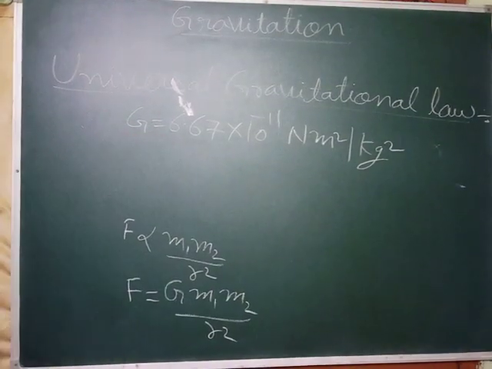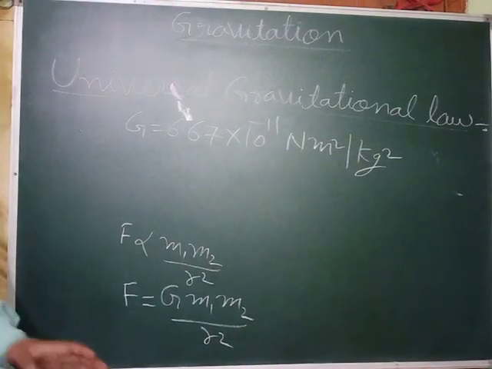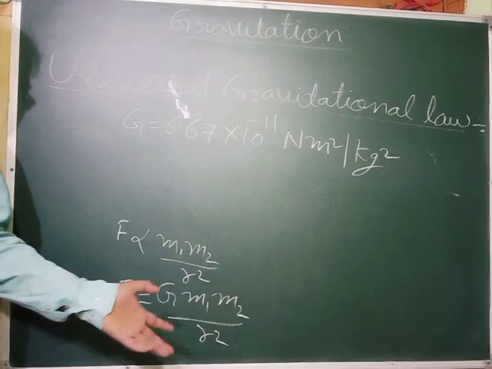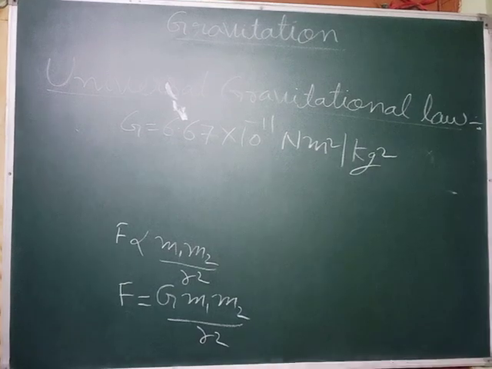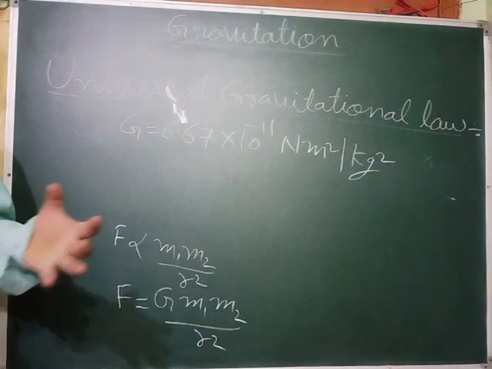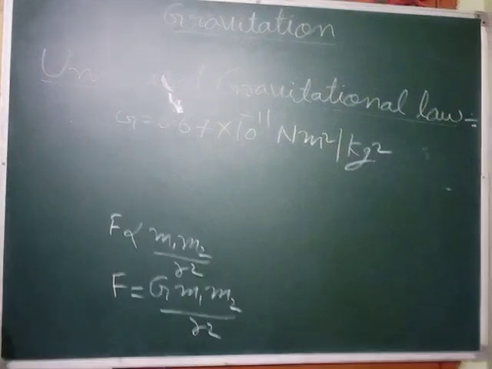And why is it called universal gravitational constant? Because its value is constant throughout the universe. That's why it is called universal gravitational constant. Got it? So its name itself tells its characteristics.